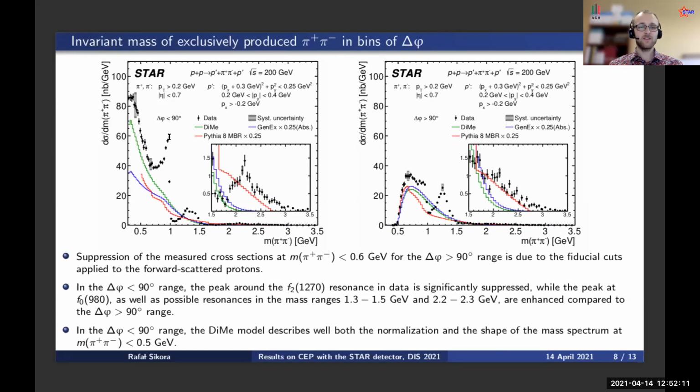And then we see that for delta phi less than 90 degrees, the F0 980 peak, as well as this resonance structure at 2.2 GeV, is more pronounced compared to delta phi greater than 90 degrees. And it is opposite for the peak around F2 1270. So F2 1270 seems to be produced more dominantly at delta phi greater than 90 degrees.